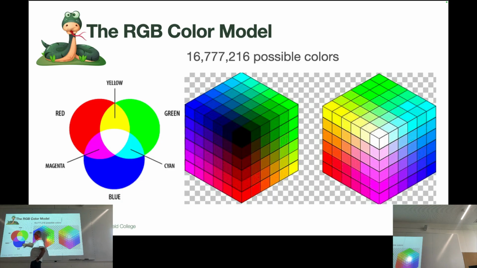So red, green, blue are the colors of light that when combined at full strength produce white. And we have 256 times 256 times 256 possible colors, which equals 16,777,216 possible colors. This cube is sort of a way of looking at those color relationships.